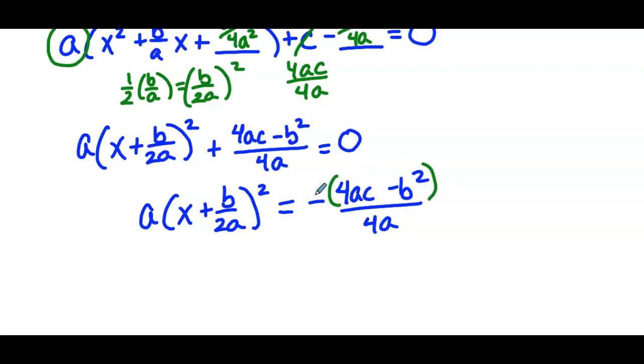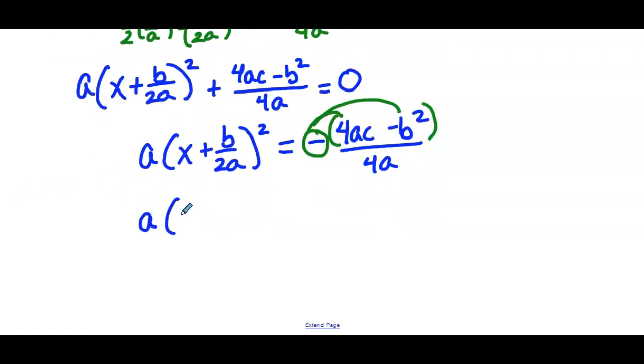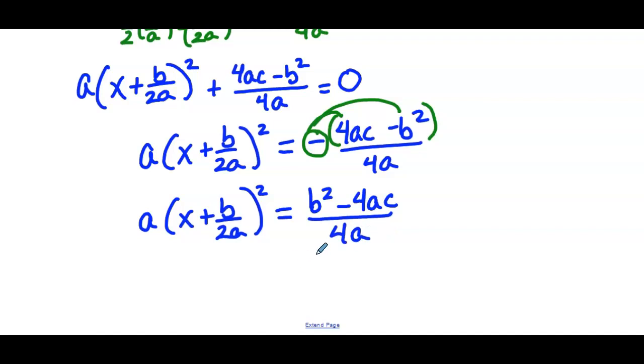Now, to clean this up, I'm going to take this -1 and distribute it into the numerator. So that's going to give me a times x plus b over 2a squared equals b squared minus 4ac over 4a. Okay, well that actually is really nice. b squared minus 4ac, that's the discriminant. Okay, so doing something right so far. Next we have to get rid of the a, that's the coefficient, before we take the square root of both sides. So let's multiply both sides of the equation by 1 over a.